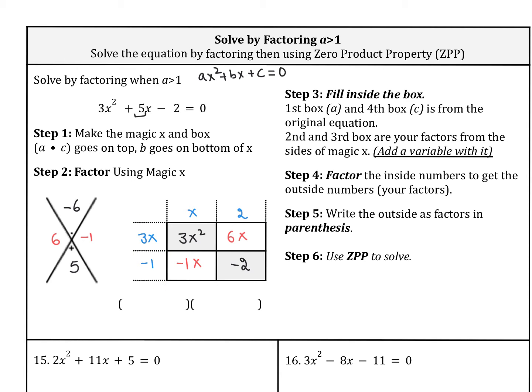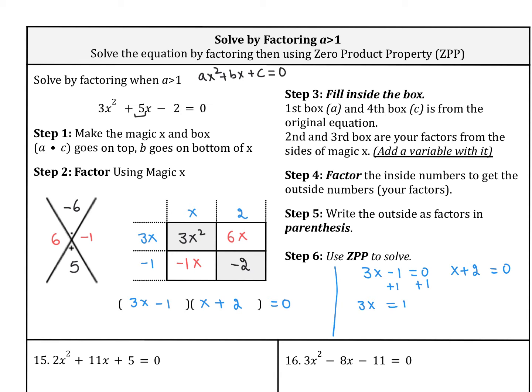Make the side numbers the factors. So 3x minus 1 and x plus 2 are the two factors. So we are done up to making factors, but we are not done solving it. Solving means find the x value. To find the x value, you're going to put them equal to 0. So put these two factors equal to 0 one by one. Apply the zero product property, and you're going to solve for x.